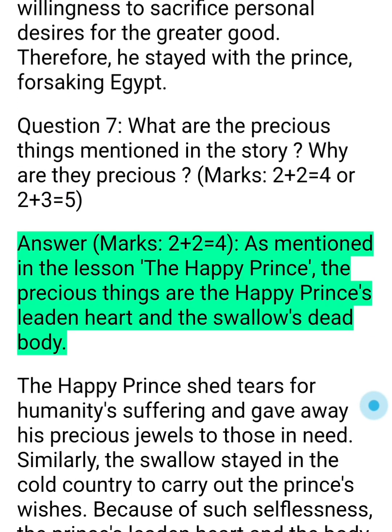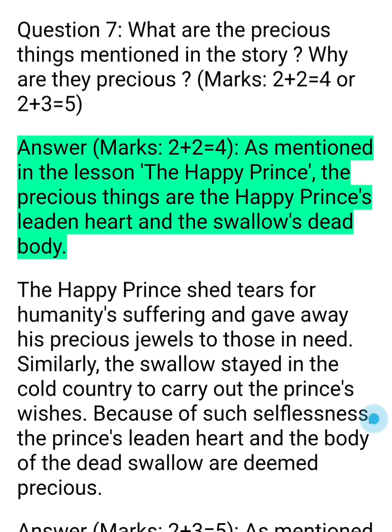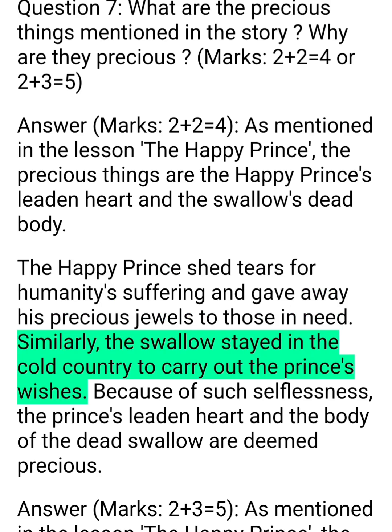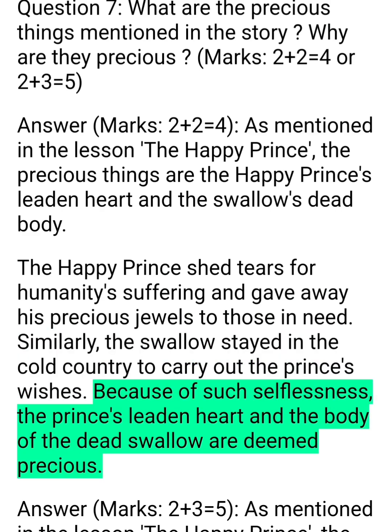Answer. Marks 2 plus 2, total 4. As mentioned in the lesson, The Happy Prince, the precious things are the Happy Prince's leaden heart and the swallow's dead body. The Happy Prince shed tears for humanity's suffering and gave away his precious jewels to those in need. Similarly, the swallow stayed in the cold country to carry out the prince's wishes. Because of such selflessness, the prince's leaden heart and the body of the dead swallow are deemed precious.